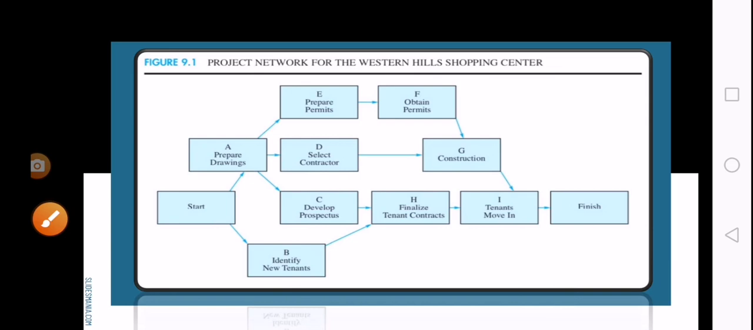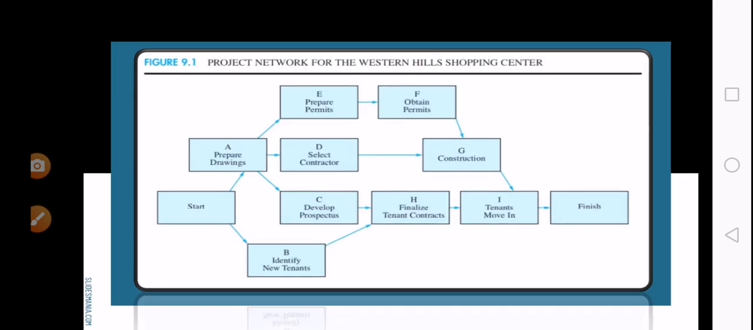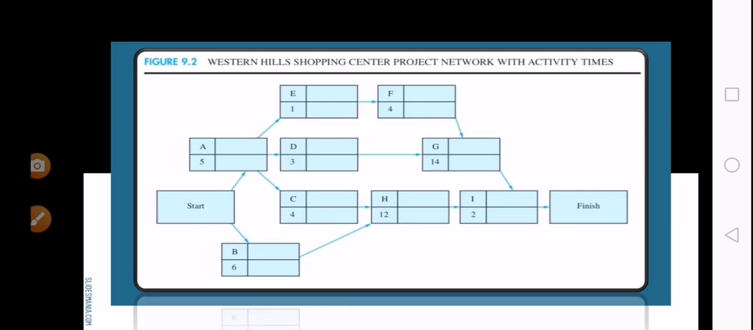Next is the second figure, Figure 9.2, of the Western Hills Shopping Center project network with activity time. Earlier, only the activity description was shown. Here it is just the activities A to I, but the activity description is gone and the activity time is added. So in A, we have 5 weeks; E, 1; B, 6; D, 3; C, 4; F, 4; G, 14; H, 12; and I, 2 weeks.